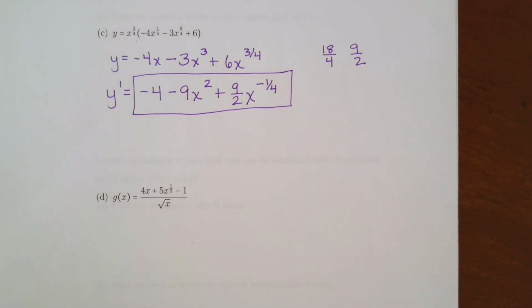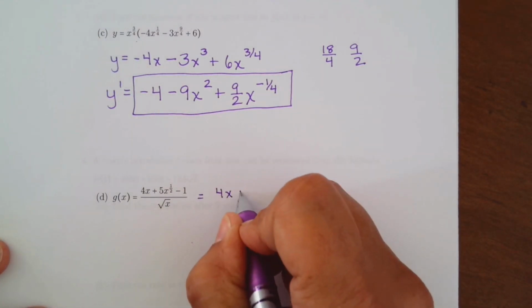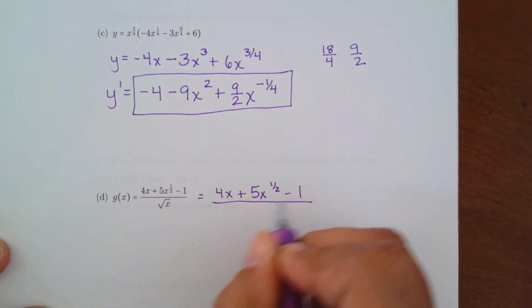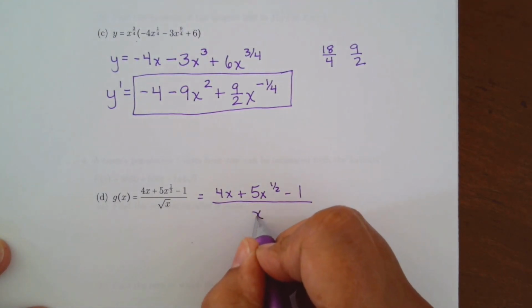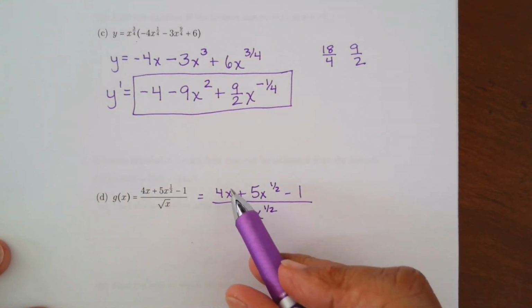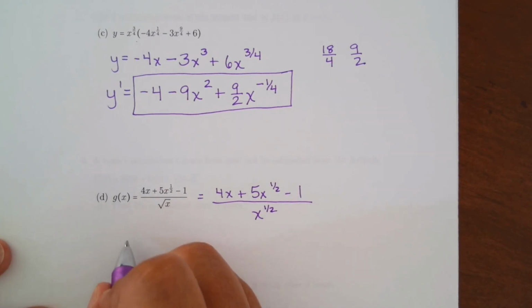All right, this one you just got to do a little bit of work. So this is 4x plus 5x to the 1/2 minus 1 over, change that to rational, so x to the 1/2. All right, so that means we have to divide each of these terms by x to the 1/2. So I'm going to rewrite that over here.